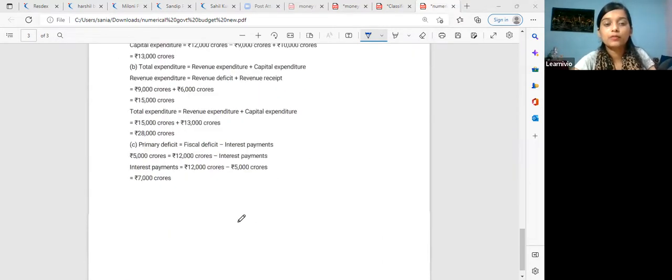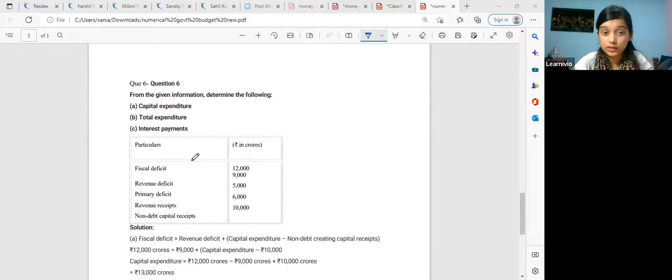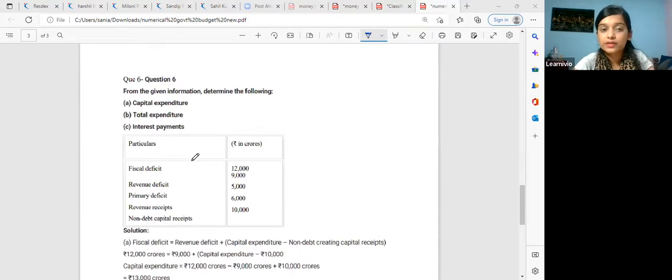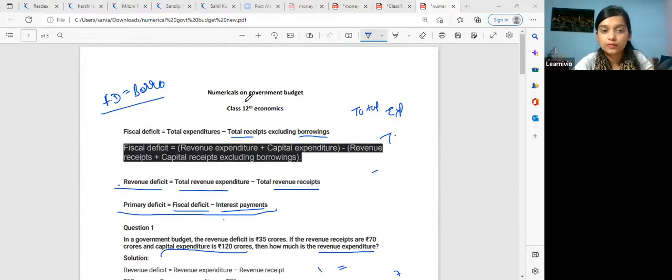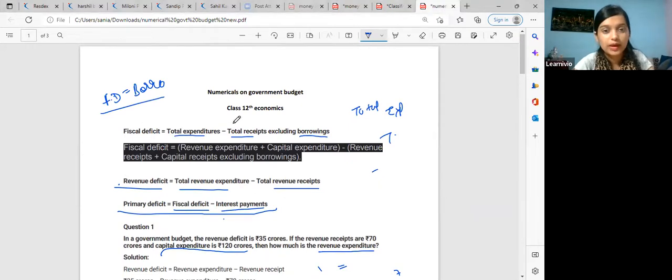Now moving to the last question, which is of course a lengthy one. From the given details, you have to find capital expenditure, total expenditure, and interest payment. You people know the first formula, total expenditure is written, that means this formula is going to be used. And capital expenditure is written, that means the fiscal deficit formula is going to be used over here.